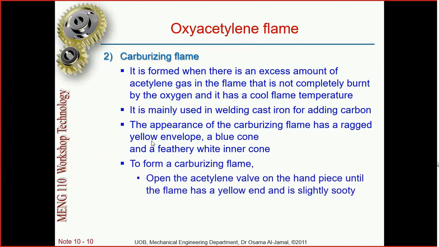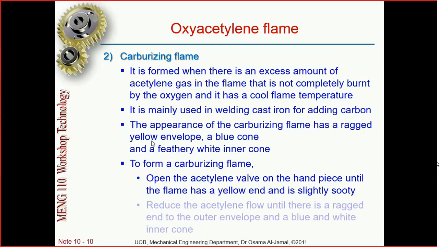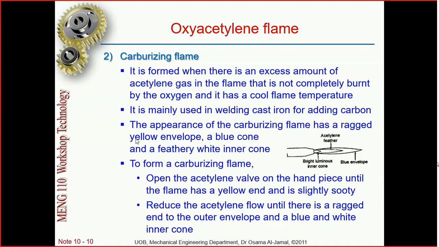So how to get a carburizing flame? Open the acetylene valve till the flame turns yellow, then reduce the acetylene flow till there is a ragged end to the outer envelope and a blue and white inner cone. So till we get both the cones with the yellow, we will close the acetylene valve. So in a carburizing flame, the amount of acetylene is more. Inside there will be white, in the middle yellow, and outer blue.